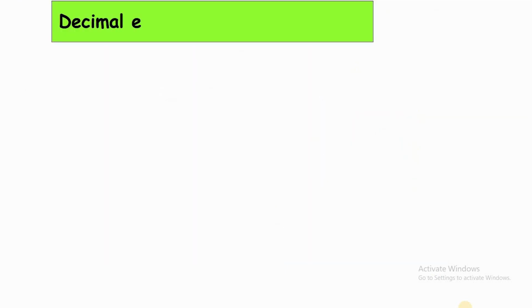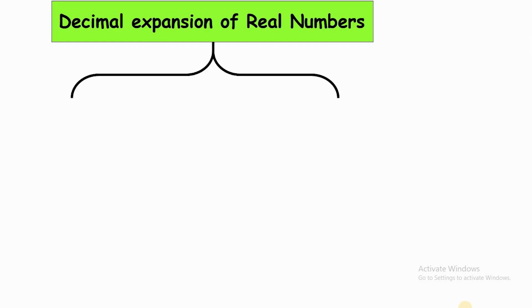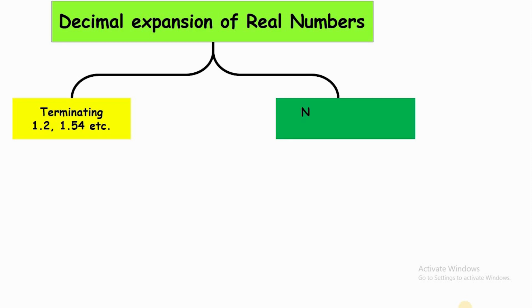So we can classify the decimal expansion of a real number in two major groups: either terminating decimal expansion like 1.2, 1.54, etc., or non-terminating decimal expansions like 1.333, 1.4142, and so on. It keeps on going.